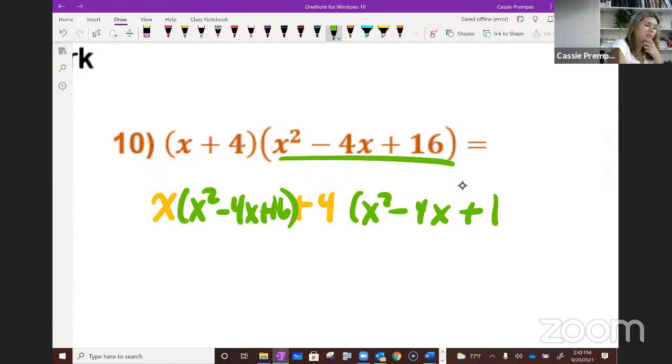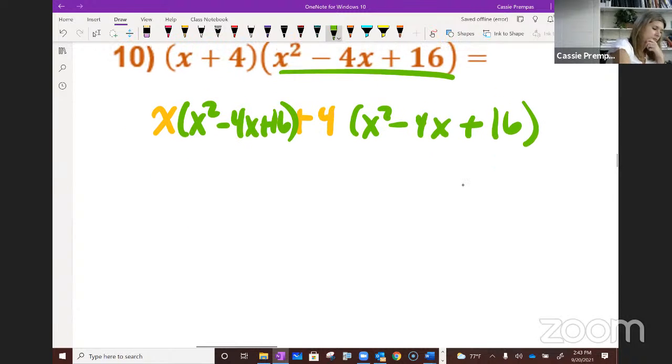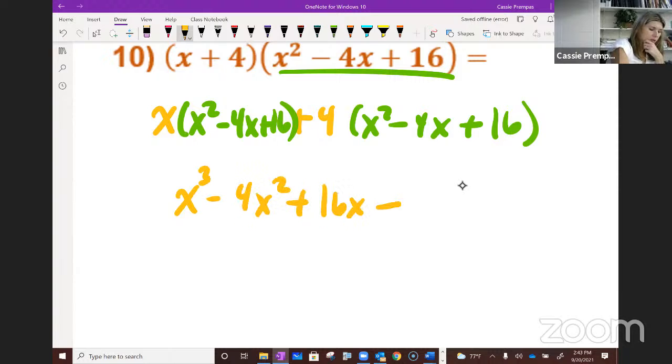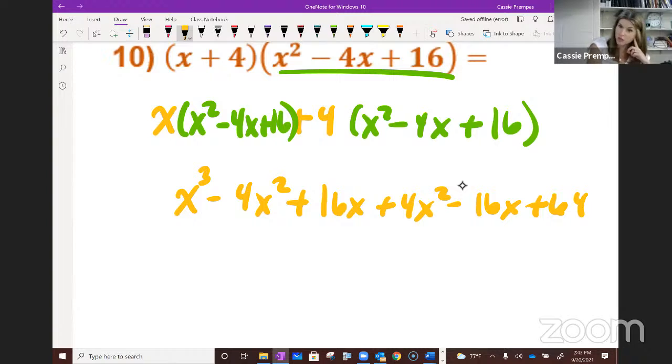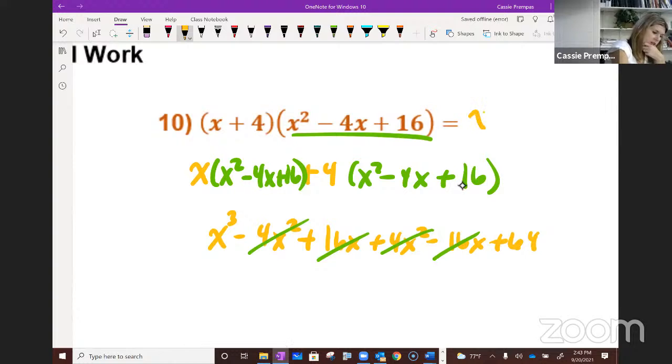You just go quickly because we're going to learn stuff soon. X cubed minus 4x squared plus 16x plus 4x squared minus 16x plus 64. Sorry, I wrote pretty fast. Are you doing the same? Yeah, I'm writing it. Do you notice that all of these cancel? So we get an answer of x cubed plus 64.